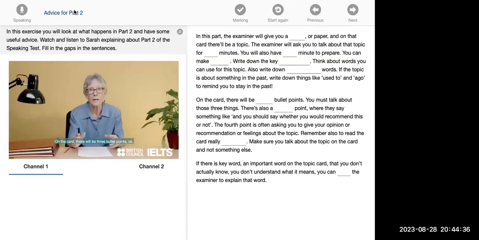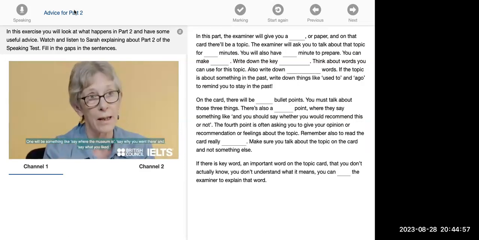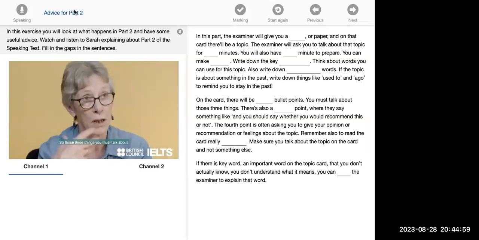On the card, there'll be 3 bullet points. Let me give you an example. If the topic was describe a visit to a museum, you'll then have 3 bullet points. One will be something like, say where the museum is, say why you went there, and say what you liked. So those 3 things you must talk about.